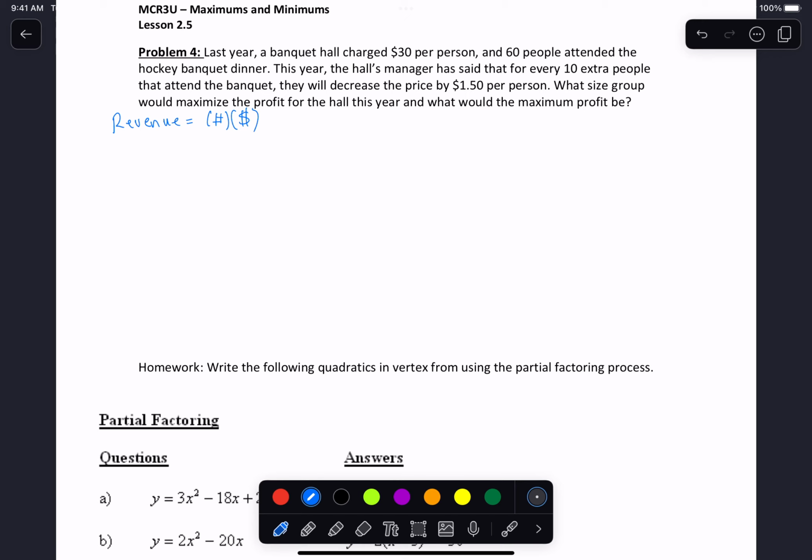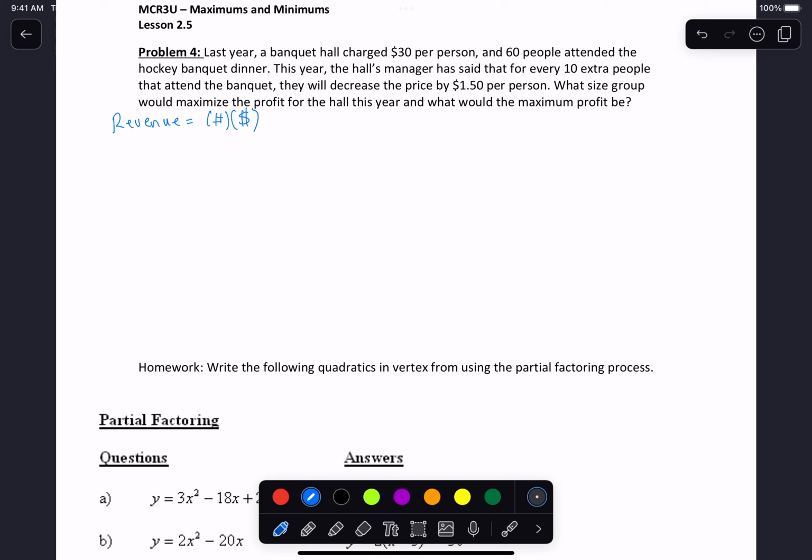Okay, if we read this question: last year a banquet hall charged $30 per person and 60 people attended the hockey banquet dinner. This year the hall's manager has said that for every 10 extra people that attend the banquet, they will decrease the price by $1.50 per person. What size group will maximize the profit for the hall this year, and what would the maximum profit be?